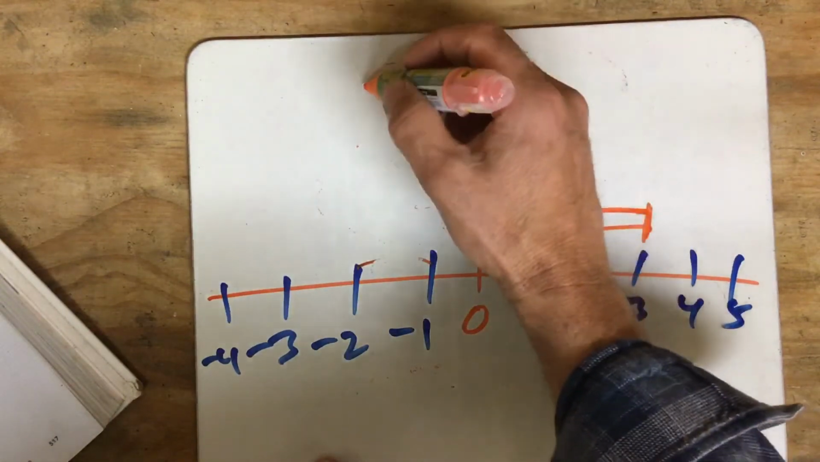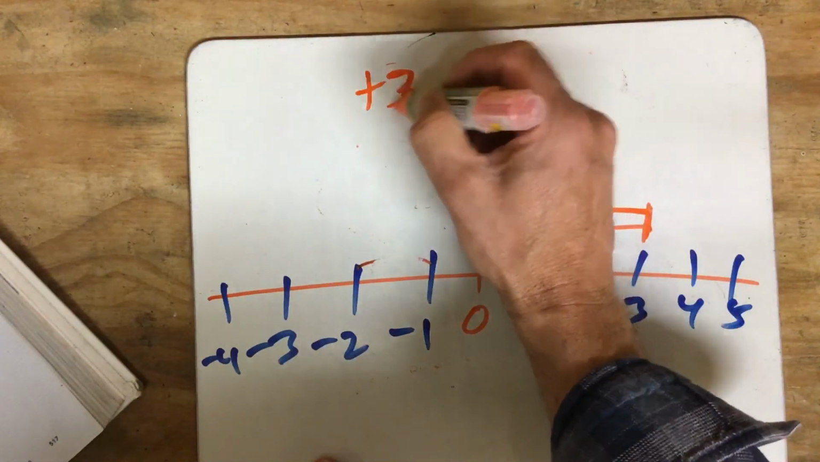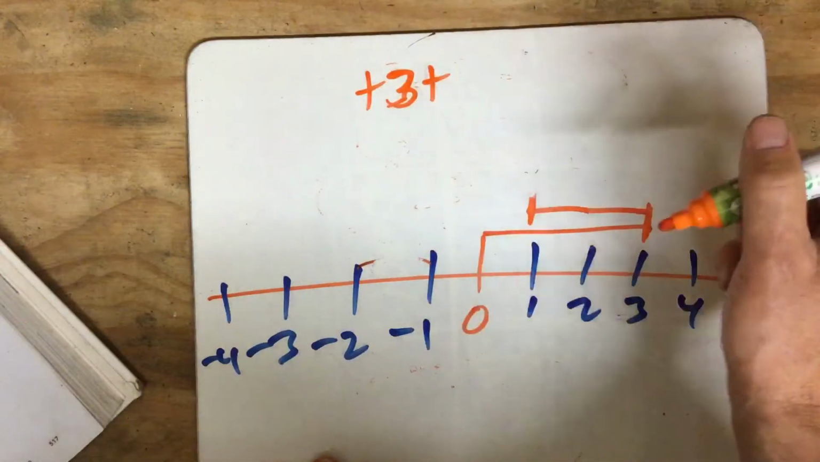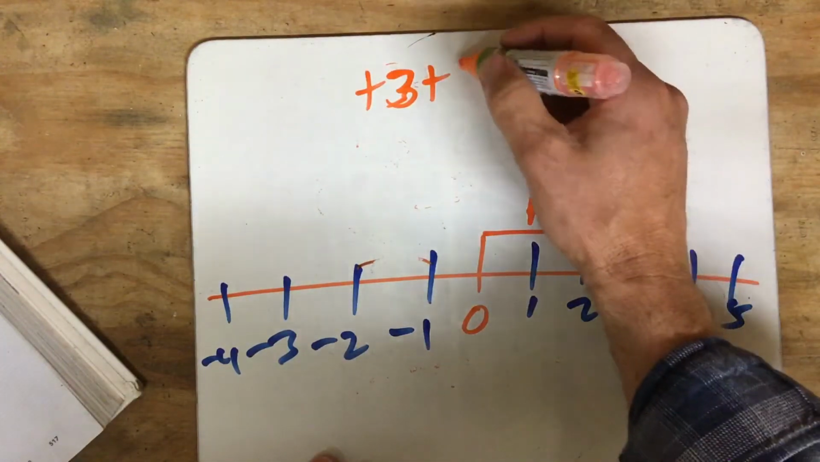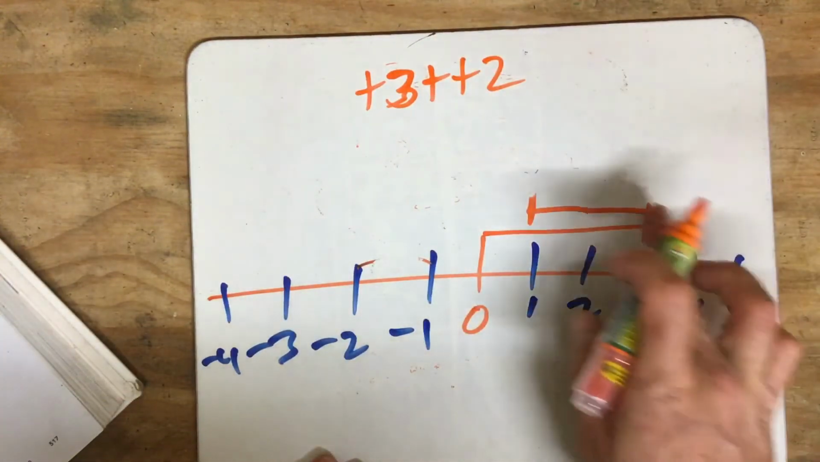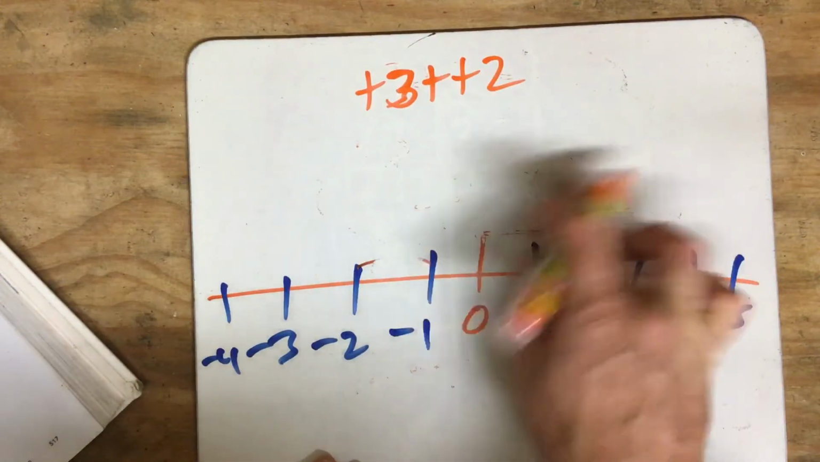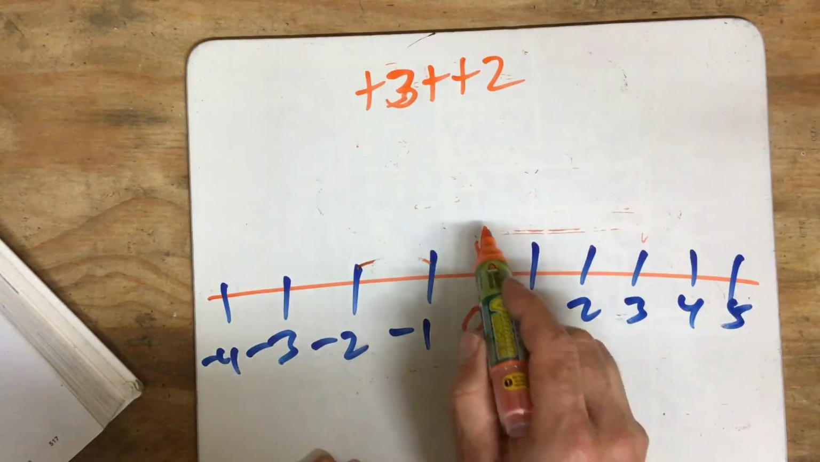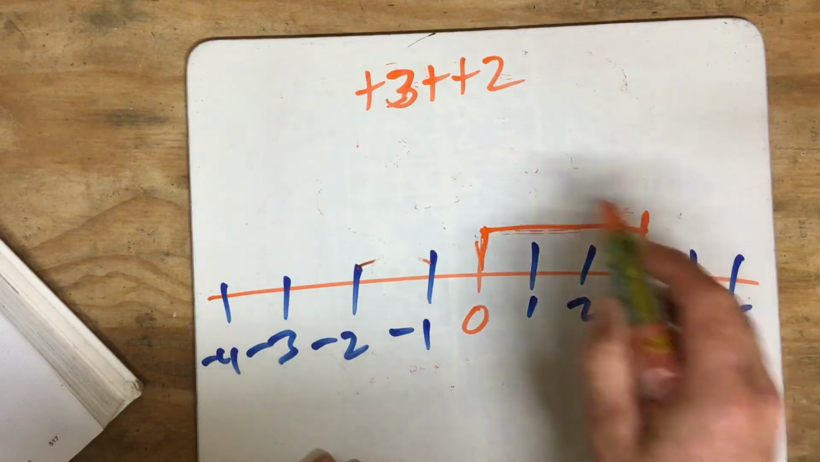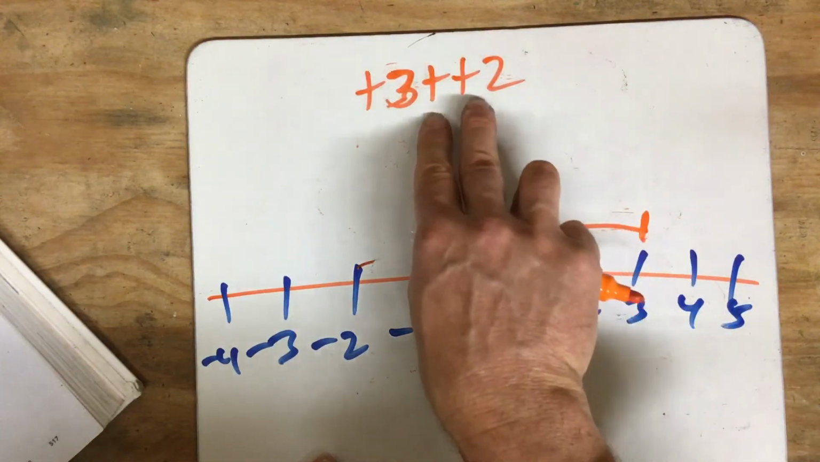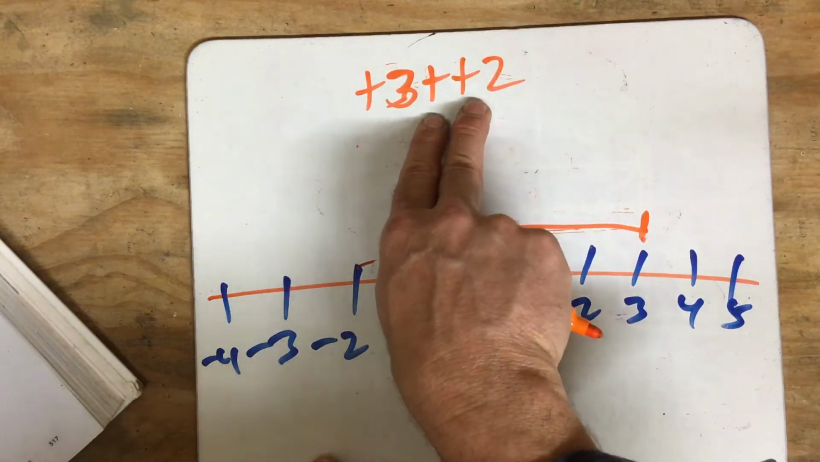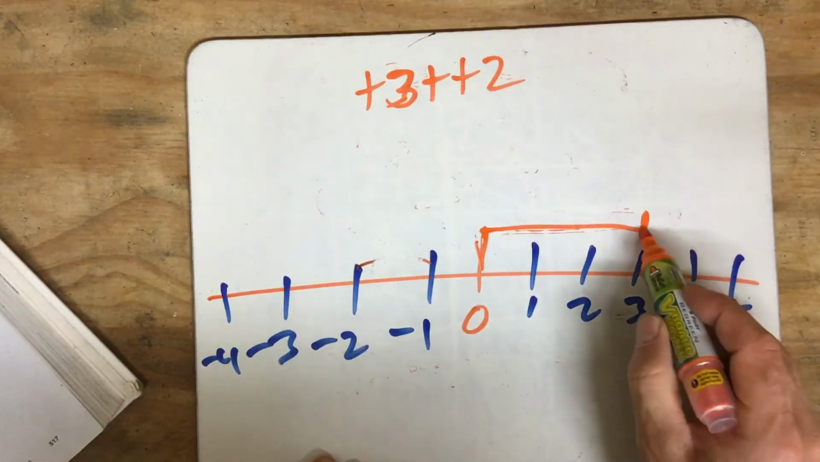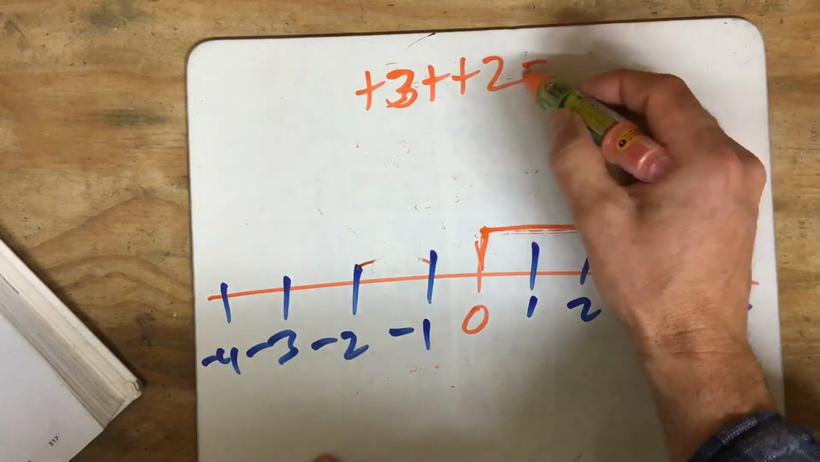If I had the +3, me and my 3s, +3 plus a +2, then I'd be, okay, I'm at 0. I go to a +3 plus a positive. Well, when they're both the same, then you go up. So 1, 2. The answer would be 5.